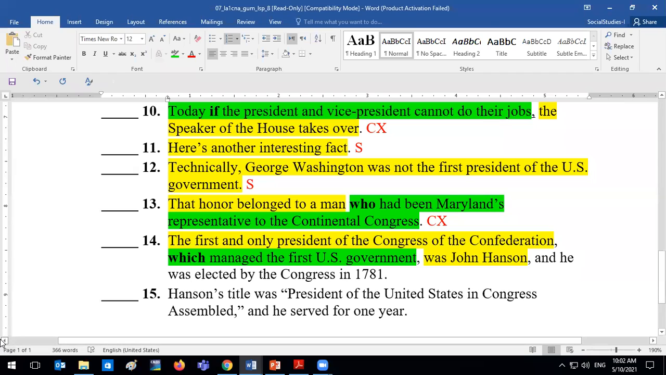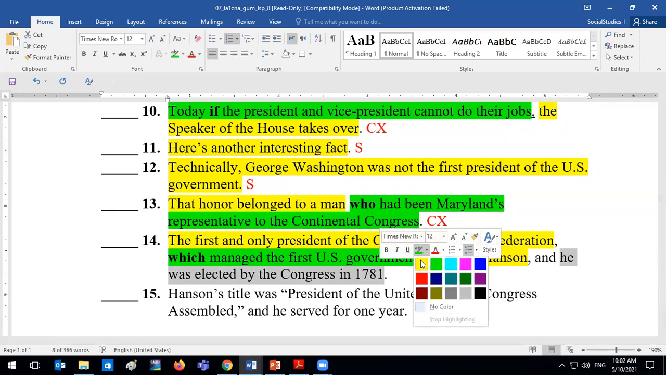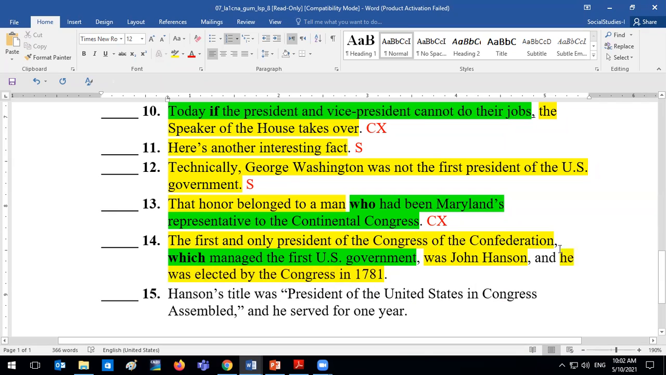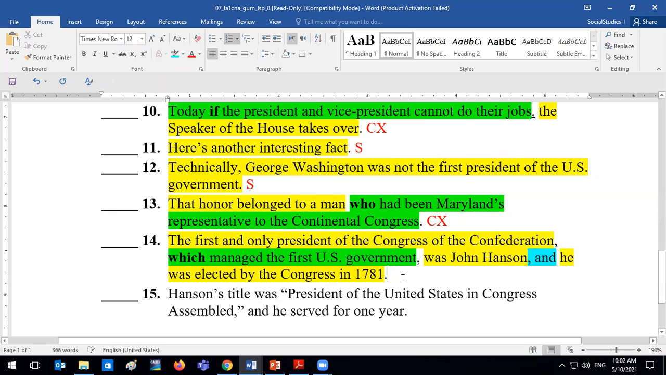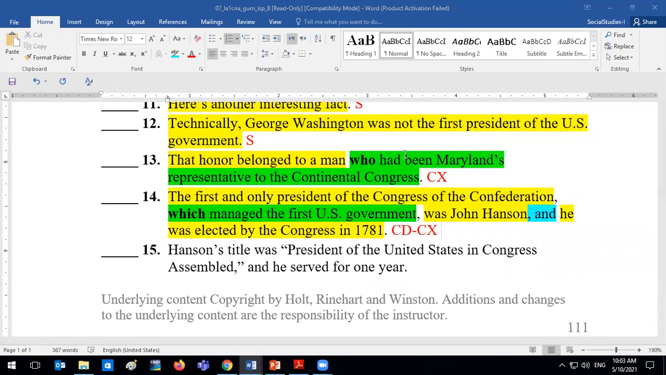What is your second independent clause? He was elected by the Congress in 1781. Perfect, Ruqayya. Great. We can see that my two independent clauses here are joined by the comma and, which is my fanboys, if you guys remember. So this is definitely, like Ruqayya said, a compound complex, a CD-CX. Okay, that is correct. Great, Ruqayya.